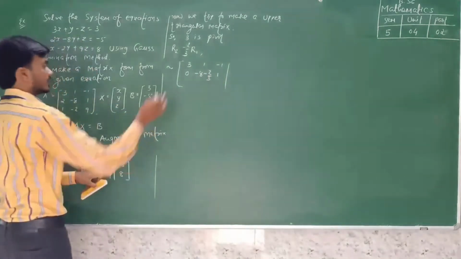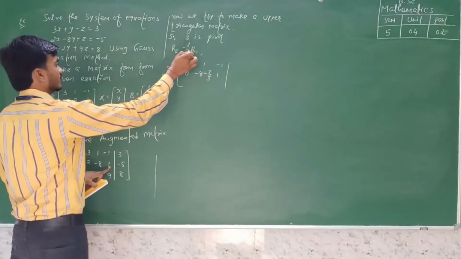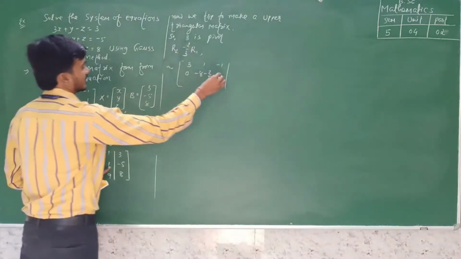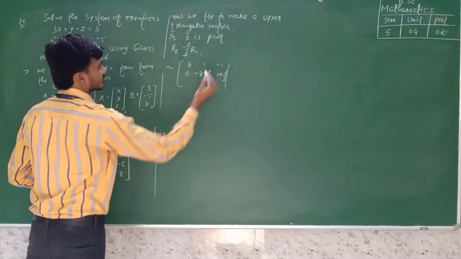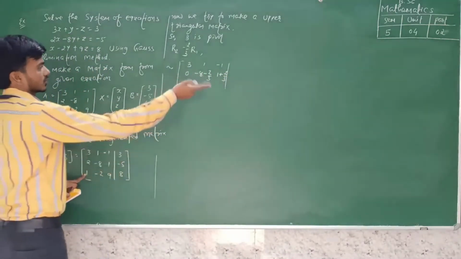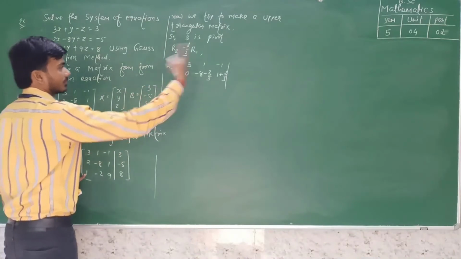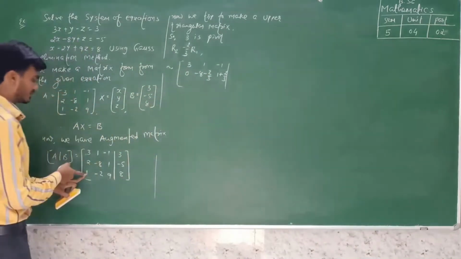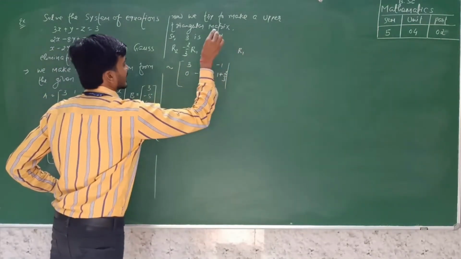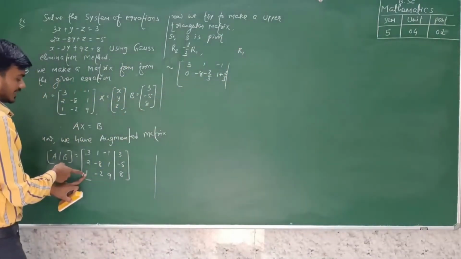Here 1 and adding value of minus 2 by 3, minus 1 into minus 2 by 3, that means plus 2 by 3. Same as these elements also make a 0, because we try to make an upper triangular matrix, so these elements are also 0. So each and every element of the first row, these elements make a 0.